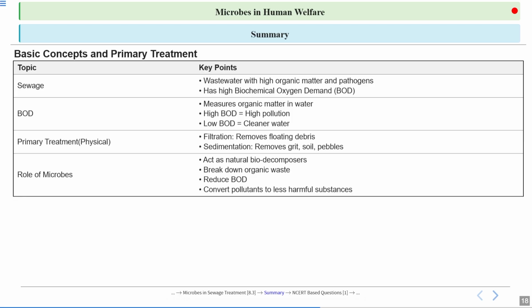Now what is primary treatment? It is a physical process. It involves filtration and sedimentation. Filtration means removal of the floating debris. Sedimentation means removal of the soil and the pebbles. Now what is the role of microorganisms? In secondary treatment, microorganisms are used. Secondary treatment is a biological process. They act as natural biodecomposers. They can break down the organic waste, and by breaking down the organic waste, they can reduce the BOD and convert pollutants to less harmful substances.